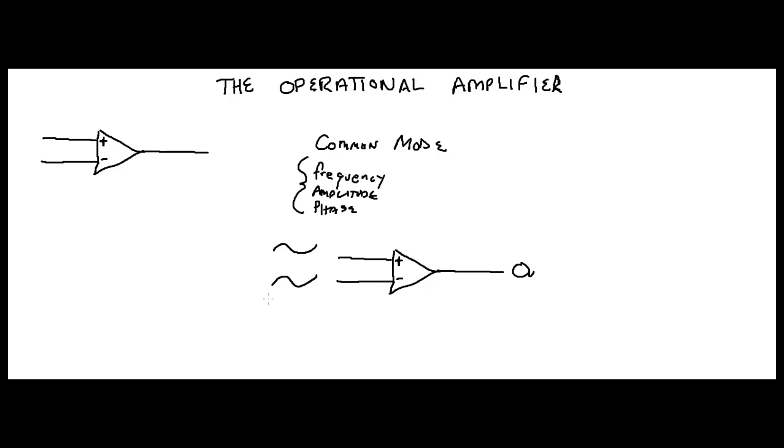So let me just state that again. If you have two signals coming into an operational amplifier, one at the non-inverting input, one at the inverting input, and they have the same frequency, the same amplitude, and the same phase, which means they're in phase, then the output of this operational amplifier would simply be 0.